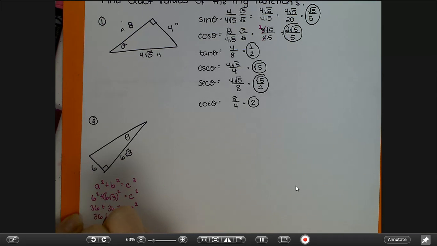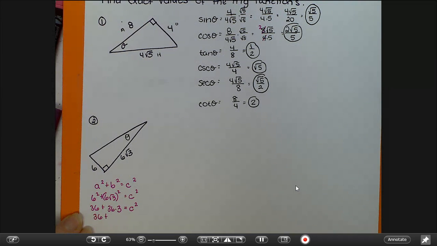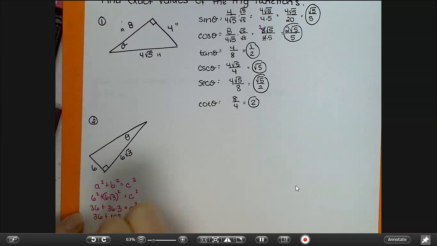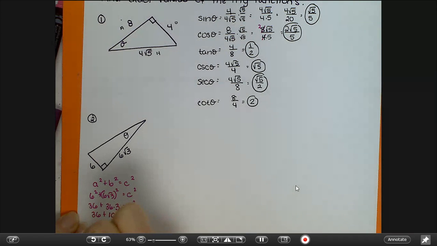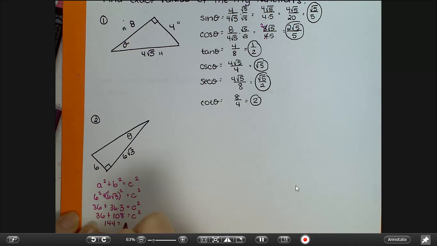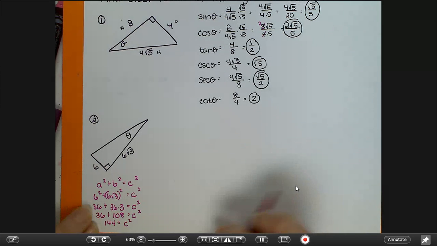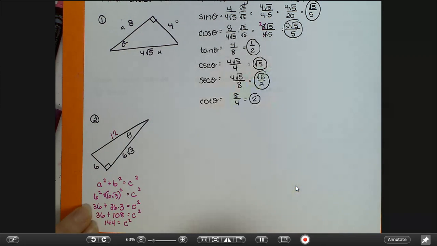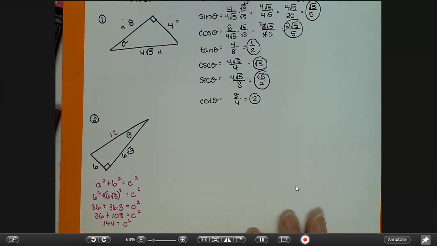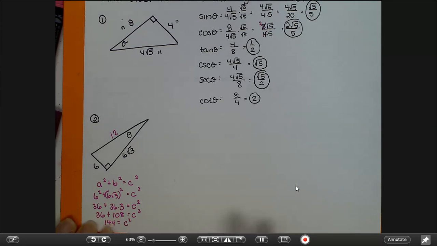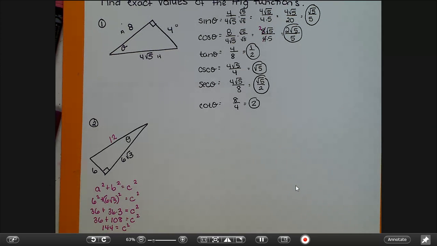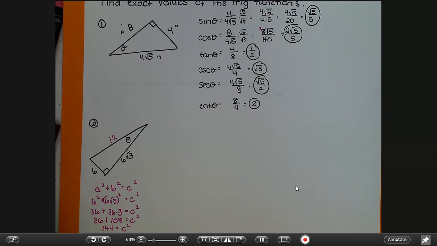So 36 plus... so the hypotenuse is 12, the square root of 144. At this point, I want you to pause the video and do all of the trig functions. Find the exact value of all the trig functions. When you're done, come back and check your answer.